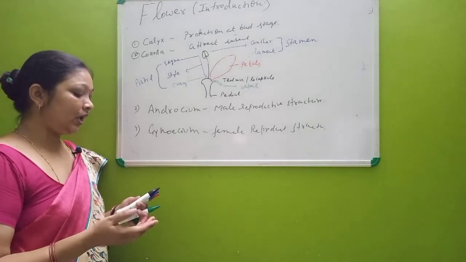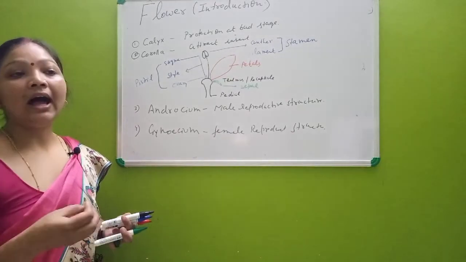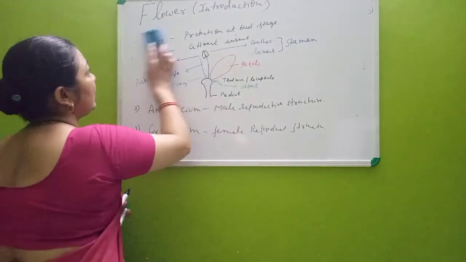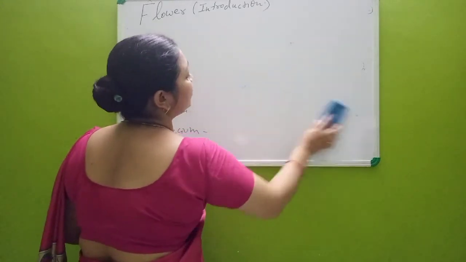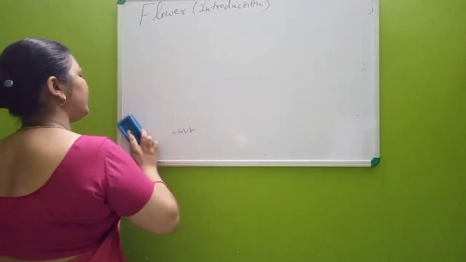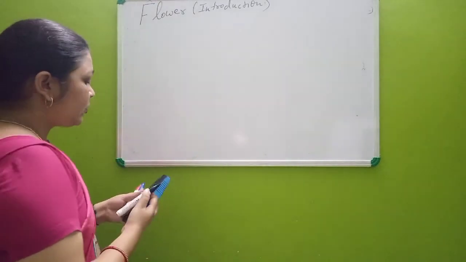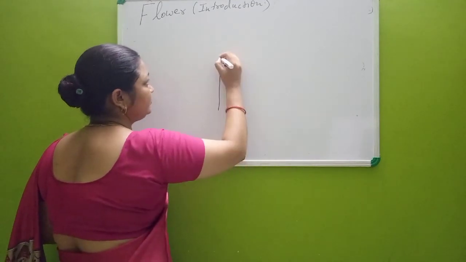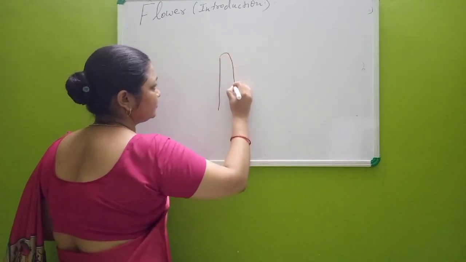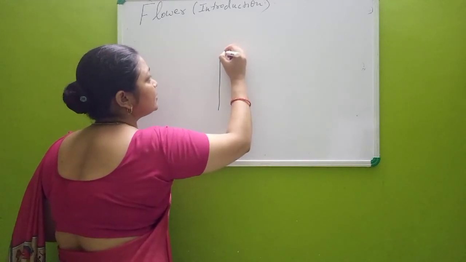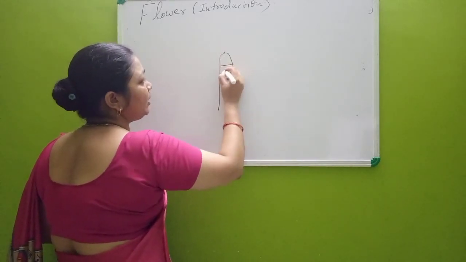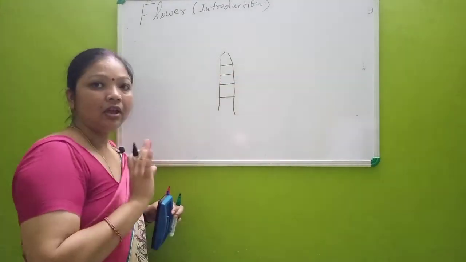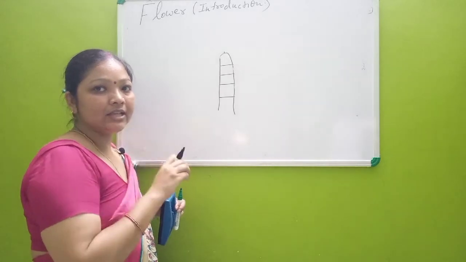Now the flower is said to be a highly condensed modified stem. The question comes to mind: how is the flower a highly condensed modified stem? Suppose I am making a stem. There are nodes and internodes present. Now I am saying that the flower is a highly condensed modified stem.